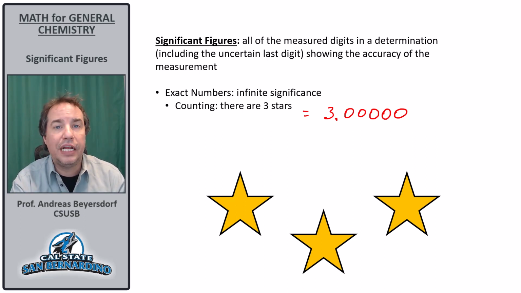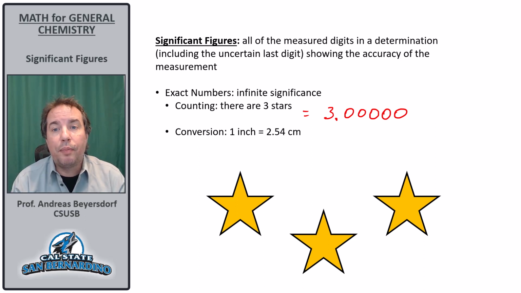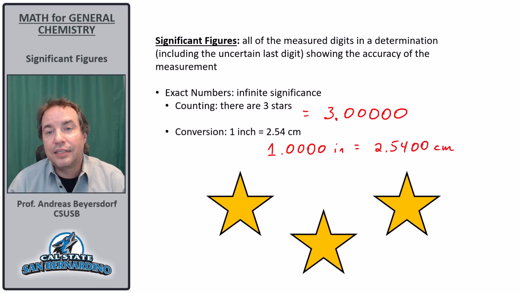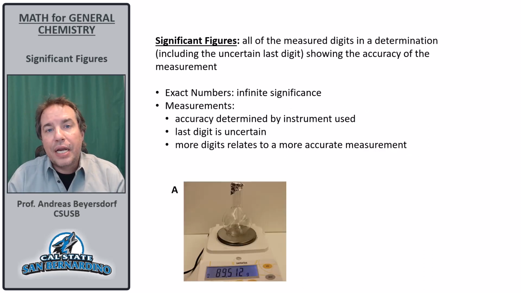We also have infinite significance when we talk about conversions. So for instance, 1 inch equals 2.54 centimeters. This might as well be 1.00000, etc. inches equals 2.54000 centimeters. The fact that they're infinite significance means when we do calculations, these oftentimes don't determine how many significant figures are in the answer. But typically, we're not dealing with exact numbers, right? Counting.